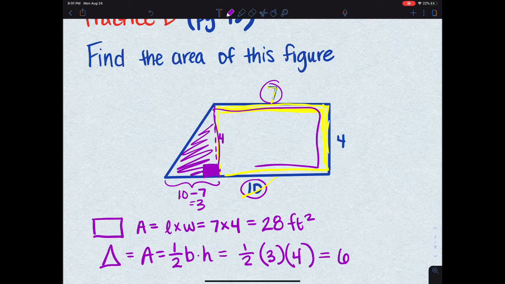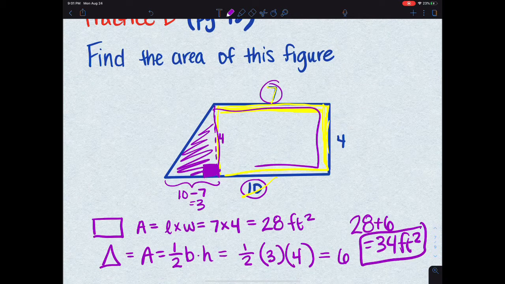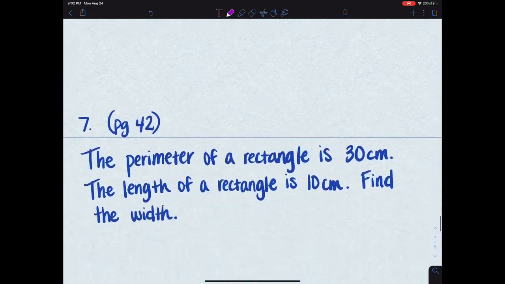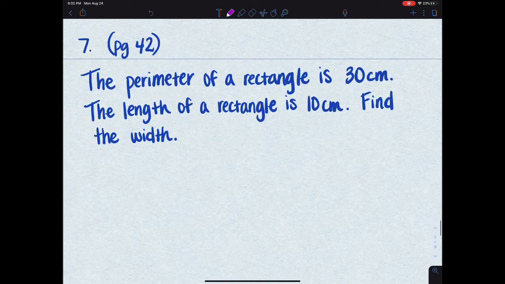So the total area is going to be 28 plus 6, 28, 29, 30, 31, 32, 33, 34. So it's going to be 34 feet squared. And that's the final answer. And that is the answer in the book. That's the correct answer. You put something else, but like I said, I think it's because you copied the figure wrong. Okay, now this one you did totally miss.